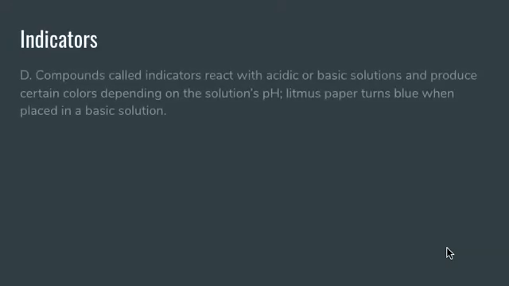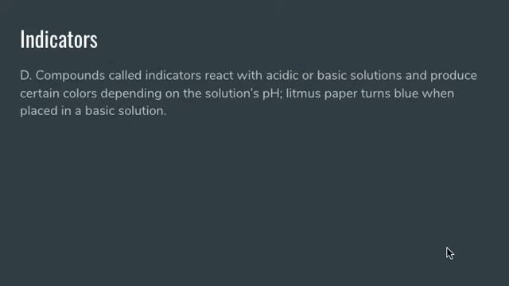Indicators. What is a safe way to find out how acidic or basic a solution is? Indicators are compounds that react with acid and base solutions and produce certain colors depending on the solution's pH. Because they are different colors at different pHs, indicators can help you determine the pH of a solution.